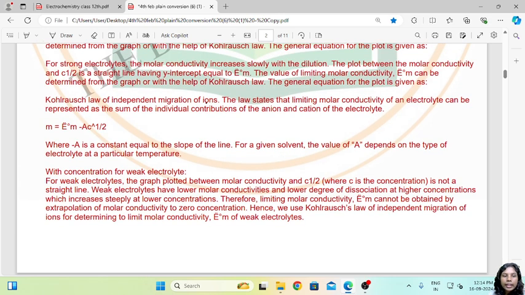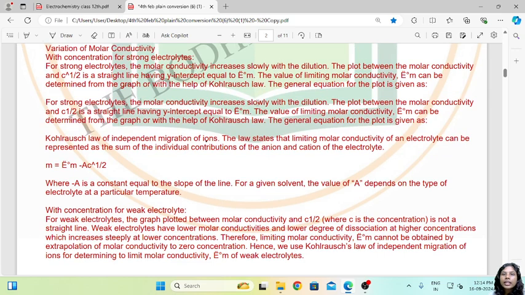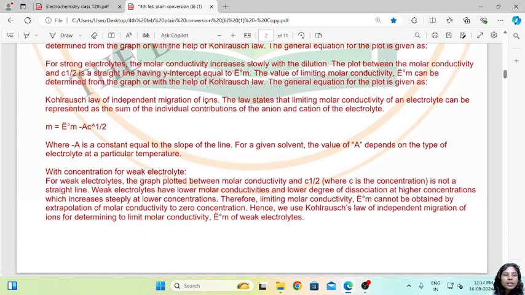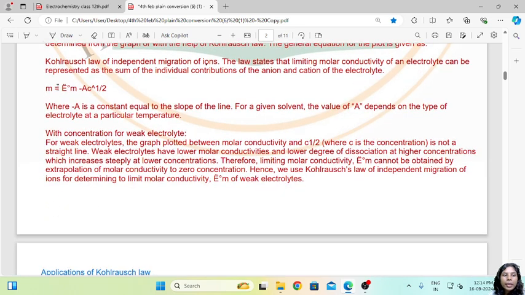So for strong electrolytes, the molar conductivity increases slowly with dilution. The plot between the molar conductivity and C is therefore a straight line graph. So lambda m will be equal to lambda naught m minus A C raised to half, where A is a constant that is equal to the slope of the line, and C is the concentration raised to half.